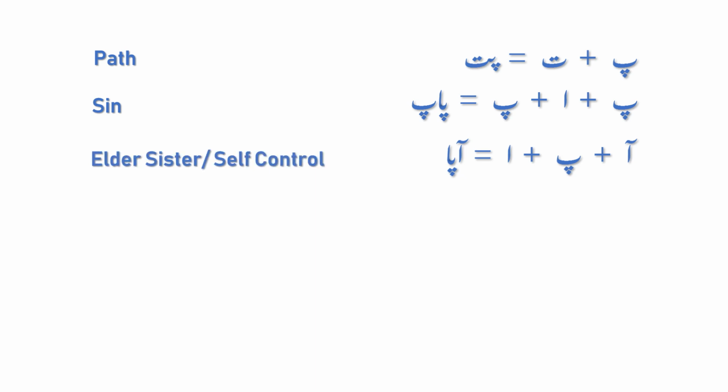Alif Madh, Alif, Aapa, which means elder sister or self-control. If someone is referring to a woman or girl, it means elder sister. Or if someone says apna aapa na kho, then it means don't lose your cool.